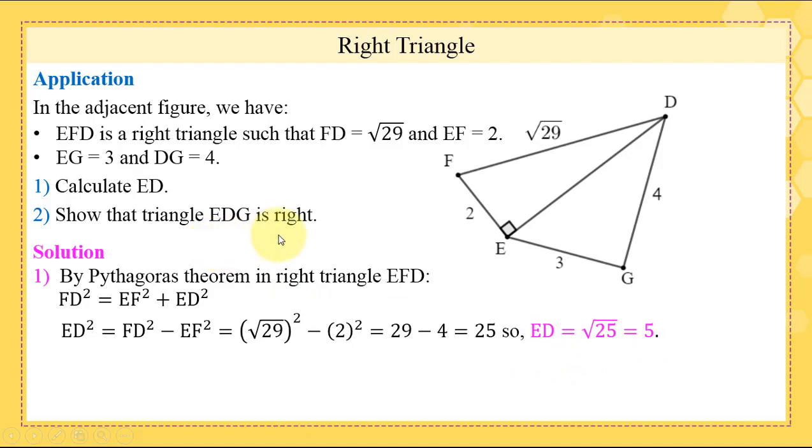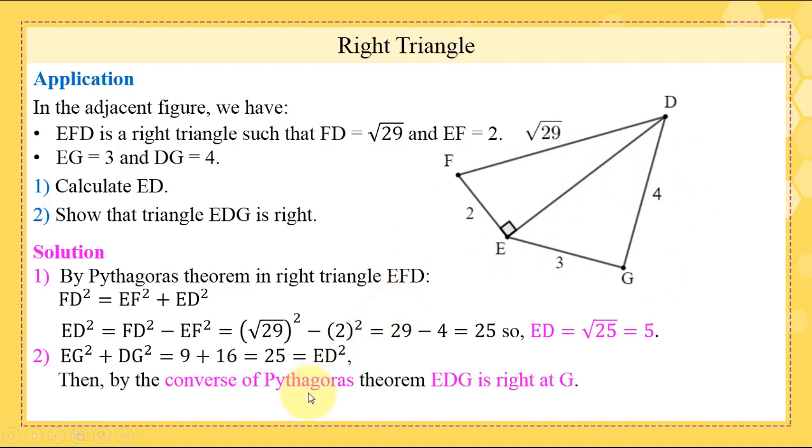In part 2, we want to show that EDG is a right triangle. Now we have the length of ED, which is equal to 5. So in this triangle, we have the lengths of its three sides. If we try to apply the converse of Pythagoras, we see that EG squared plus GD squared is equal to 25, and also ED squared is equal to 25. Then by the converse of Pythagoras theorem, triangle EDG is right at G.